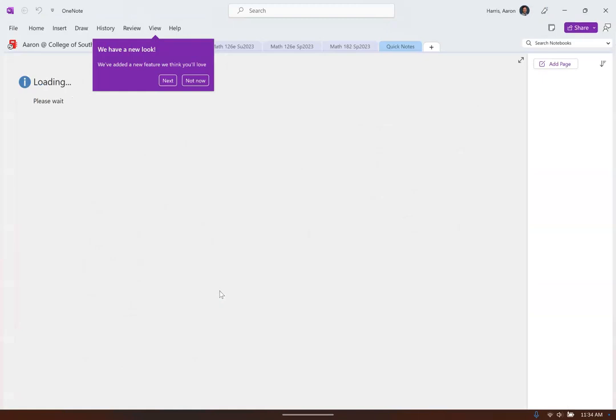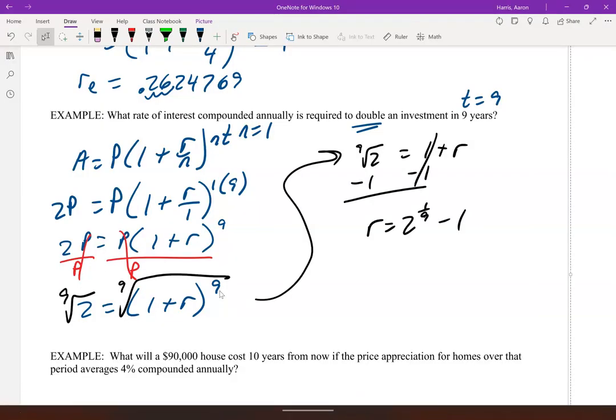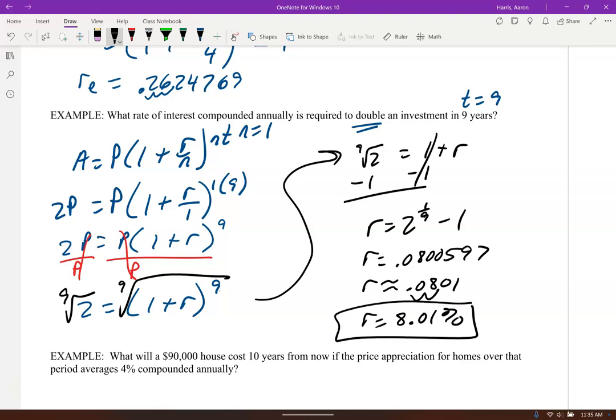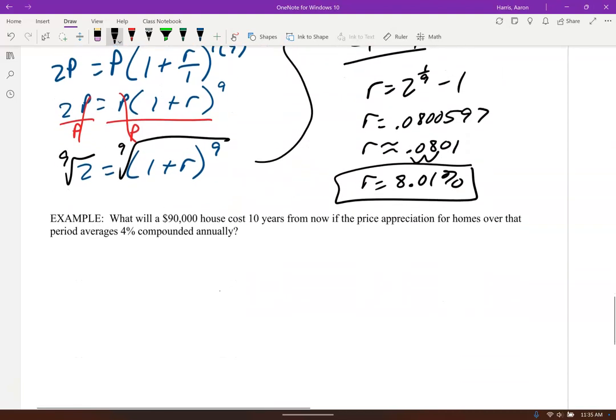So I guess we could say 8.01%. So if you get 8.01% on an investment, it'll double in 9 years when it's compounded annually, right? It'll double in 9 years.